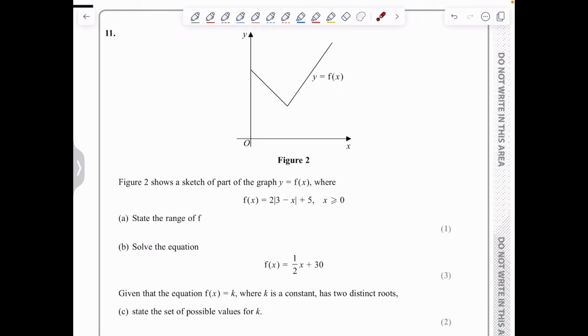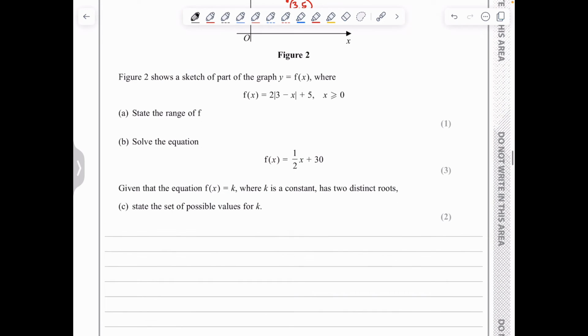In 11, we've got a sketch of the graph of f of x is 2 modulus of 3 minus x plus 5 for x greater than or equal to 0. And we need to state the range of f. So we start by noticing that the vertex here is found when the modulus part becomes 0, when x is 3. So when x is 3, we can see that y is 5. So the point here has coordinates 3, 5.